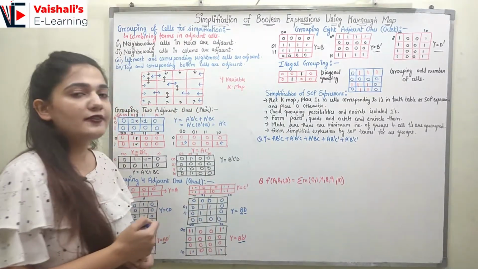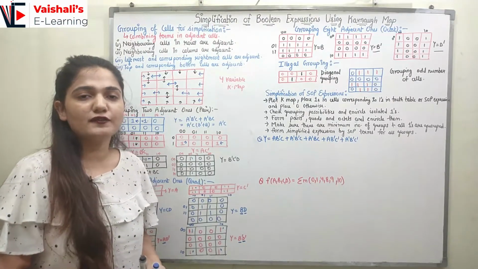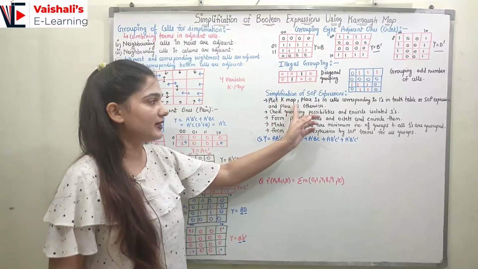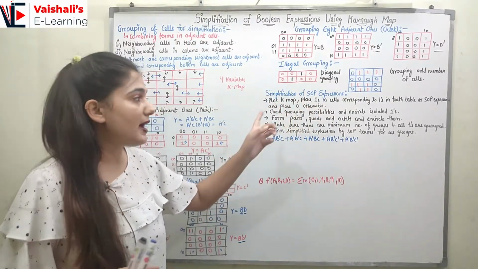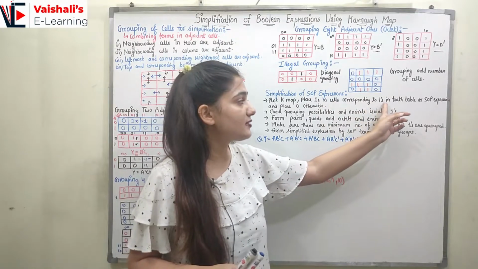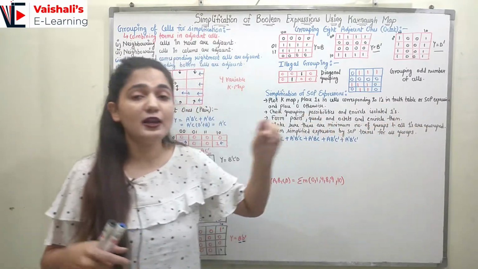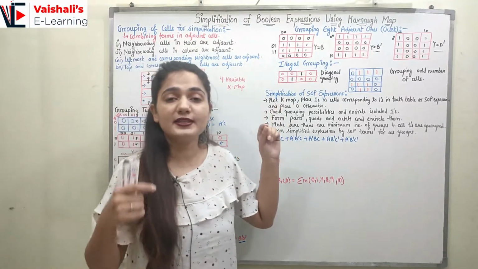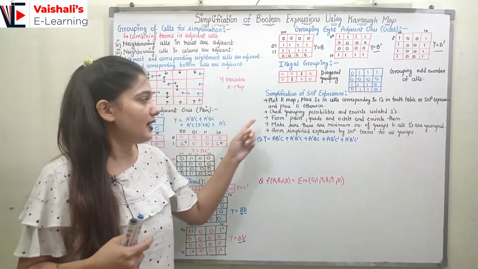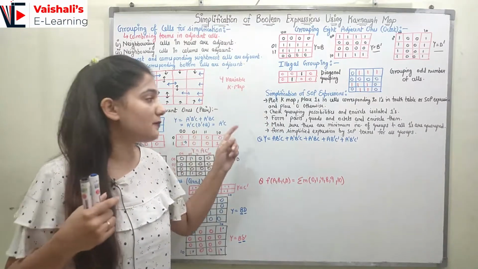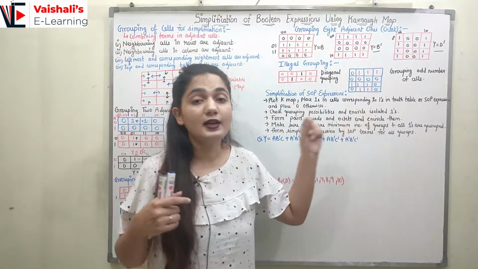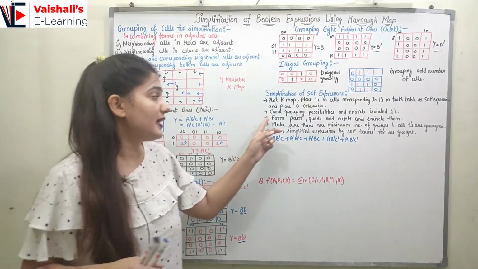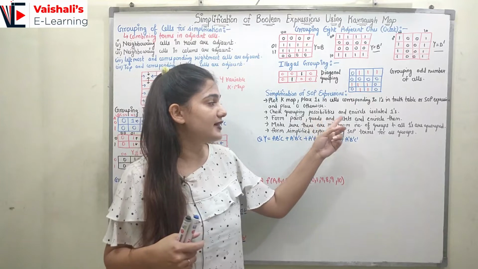So now coming to the various steps for the simplification of the sum of product expressions. So first of all, we have to plot the K-map. Now in the K-map, we have to place ones in the cell which is corresponding to the ones in the truth table, or which are corresponding to the SOP expressions and place zeros in all of the other cells. Right, now we have to check the grouping possibility and we have to encircle all of the isolated ones which can never be grouped, right?